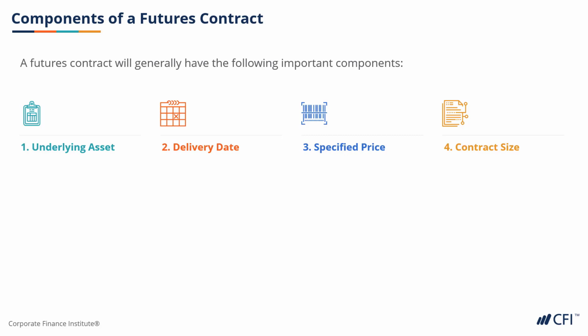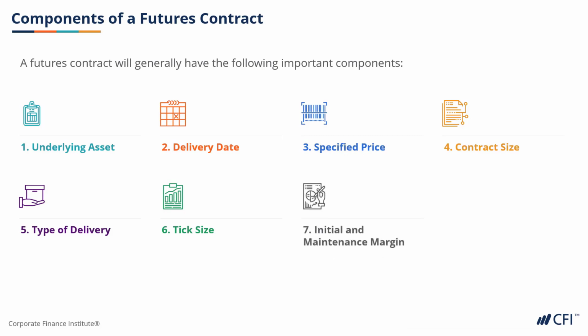Futures contracts also need to stipulate the type of delivery, whether that be physical delivery or cash settled. There's also something called the tick size, which is the minimum increments that the price will move by. And again, we'll see that in more detail a bit later on. And finally, we've mentioned margin several times. And a futures contract will stipulate both something called an initial margin and a maintenance margin.